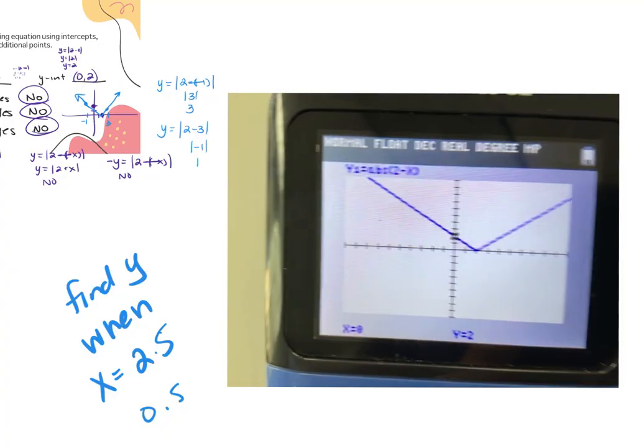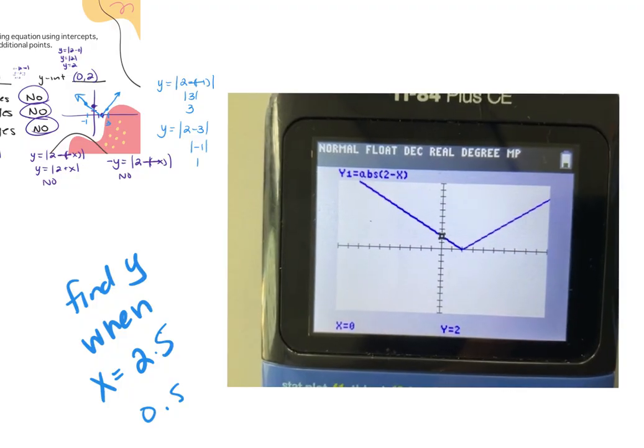How do you reset your calculator? Second plus 712.